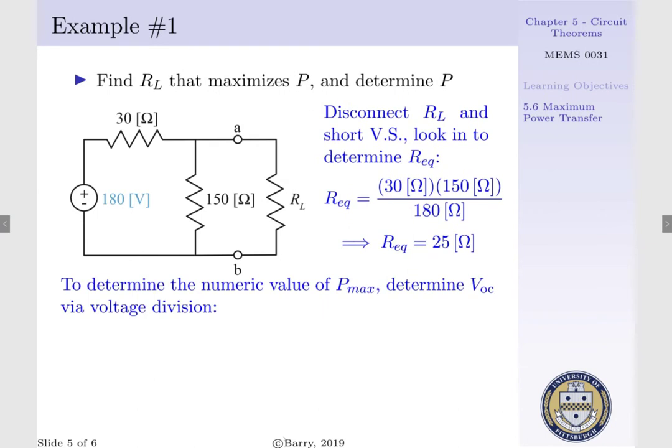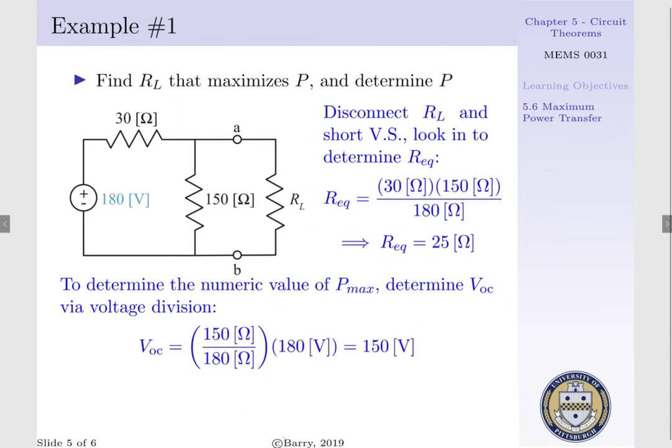Now, to determine the numeric value of our maximum power transfer to a load resistance, we have to determine our open circuit voltage via voltage division. That is, if we remove our load resistor and look at our circuit, our open circuit voltage existing between terminals A and B would simply be our voltage potential across our 150 ohm resistor. That is, VOC would be 150 per 180 quantity times 180 volts, or we'd have a 150 volt potential existing across terminals A and B with our load resistor removed.